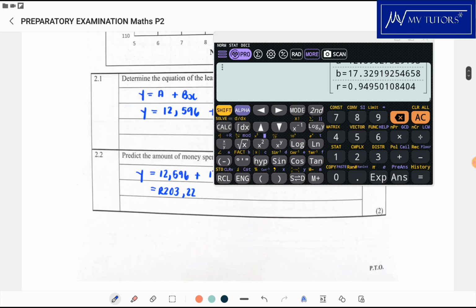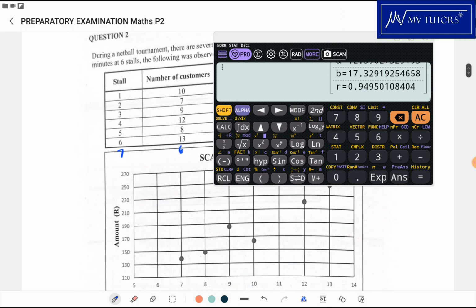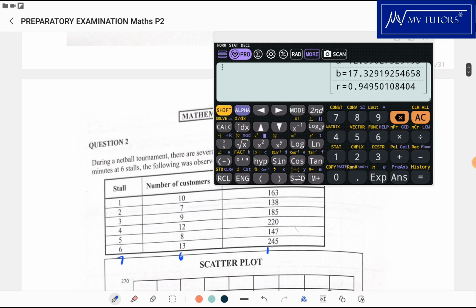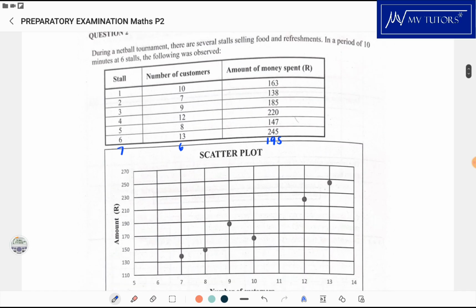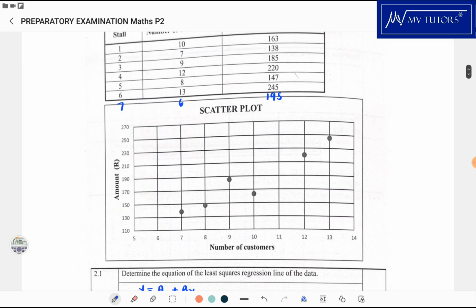If they have spent 195, we just need to check where that will plot. Let's just put away the calculator. Stall number 7, 6 customers, so there we are. 195, so 90, this is 200, so 195 is somewhere there. Now this pushes up.